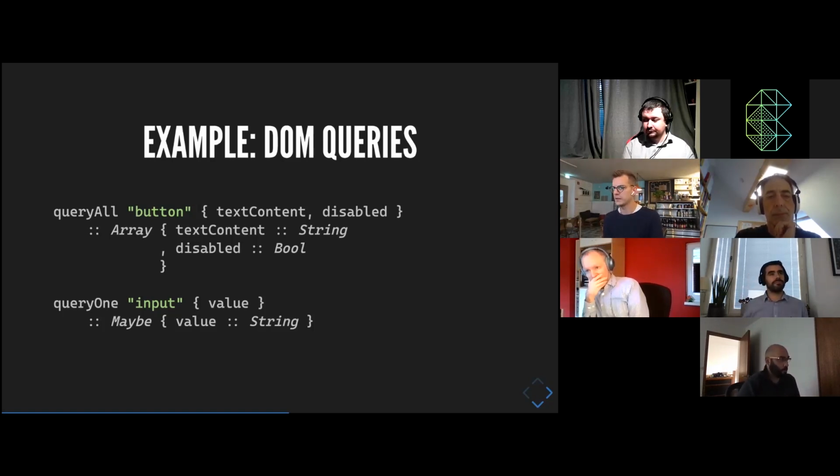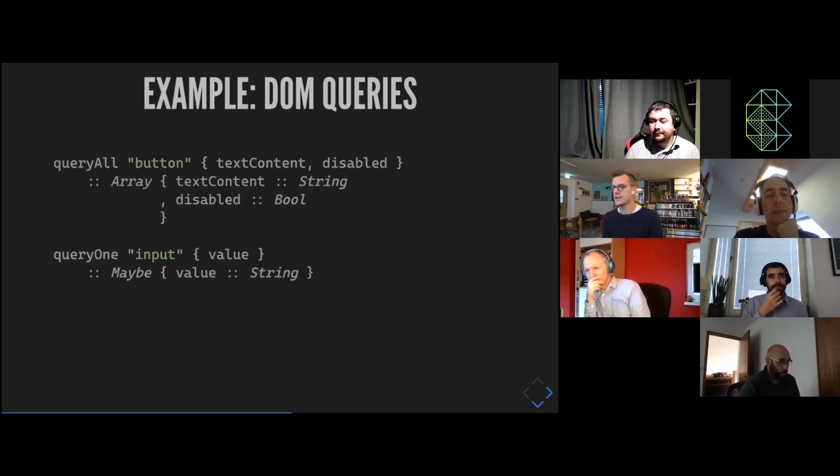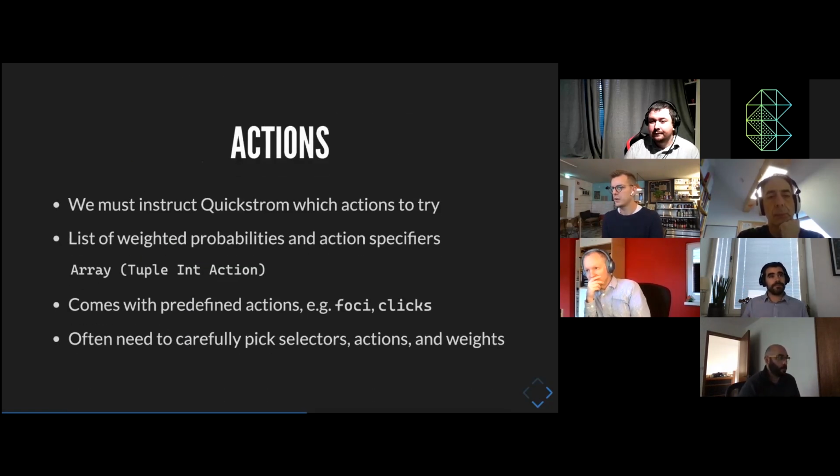And you can pull out state from certain parts of the page. Then in your spec, you also need to specify what's called actions. So Quickstrom currently doesn't do all random actions. You can constrain the list of actions that it can take. So you pass in a list, which is a list of tuples, where the first element is an integer, which is like a relative probability. And the second one is the action specifier itself. So an array of tuples.